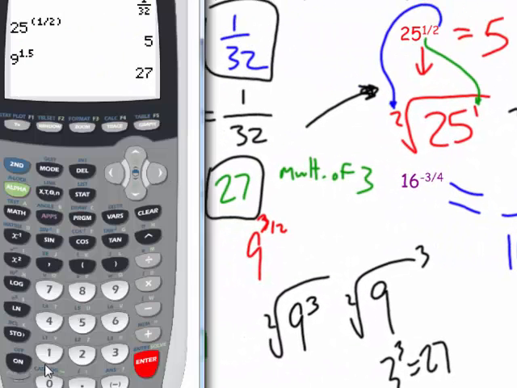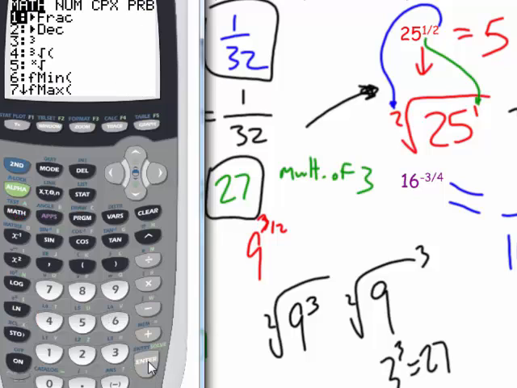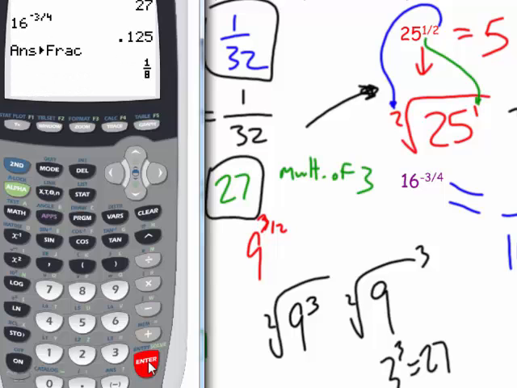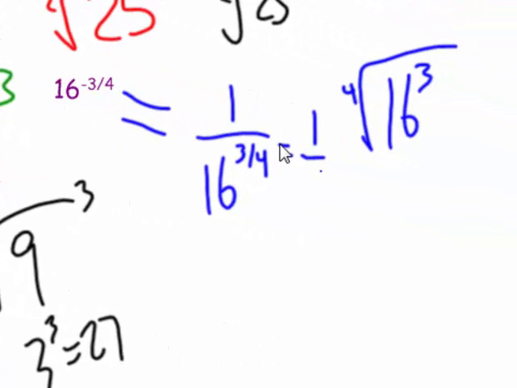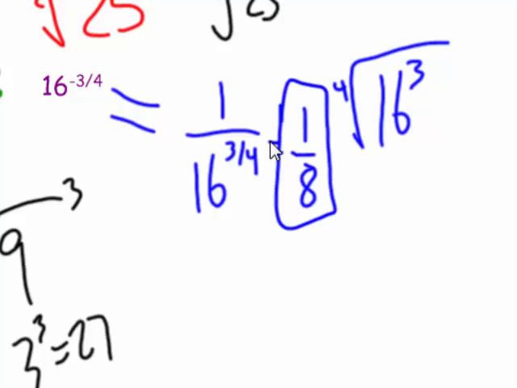So I'm going to do it from the beginning. 16 to the negative 3/4. I get 0.125. Let's change to a fraction. 1/8. So that is 1/8 right there. All right, so tricky stuff, right?